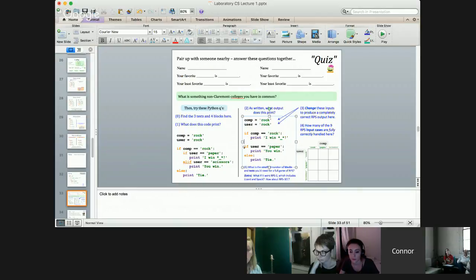Then it jumps down to this second set of conditionals, which is if user equals paper, else. So these are linked, but this else statement is not connected to this first if. That makes sense to all you guys? Okay.